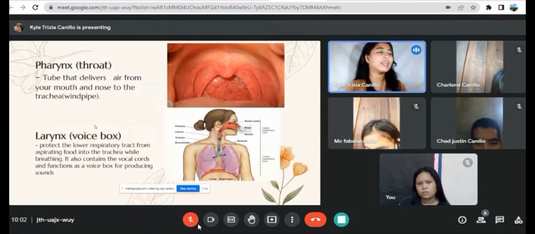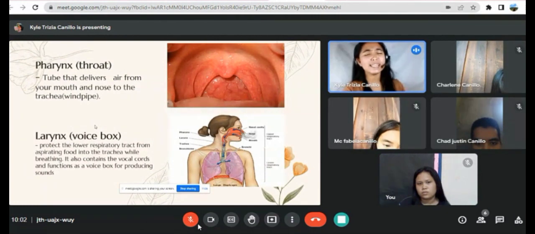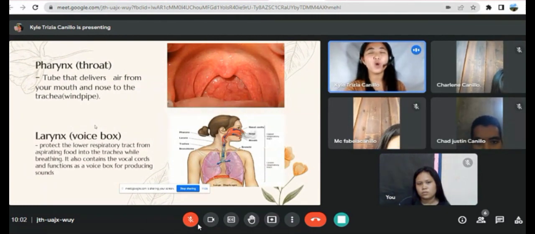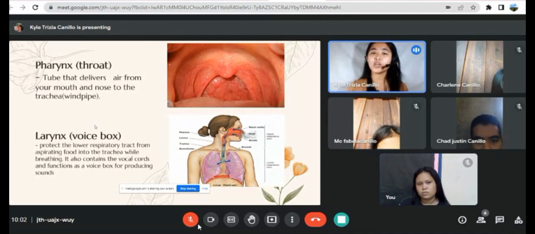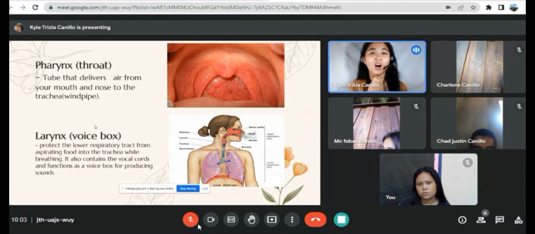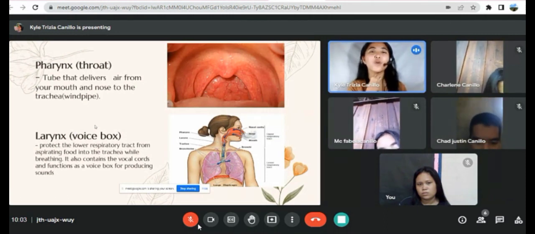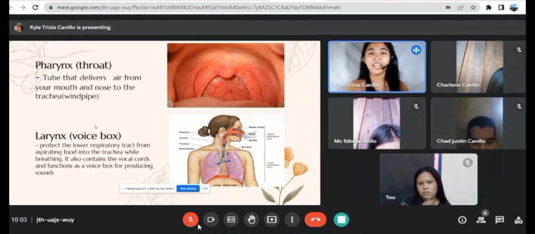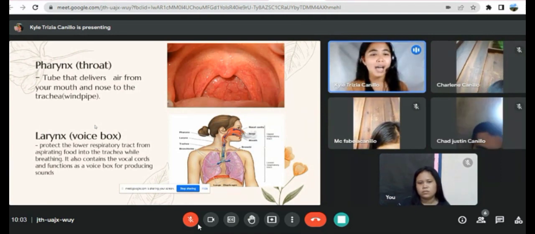Now let's move on to the larynx. The larynx is the voice box. Hold your neck, and as you have observed, the thing that is vibrating is what we call the larynx. That is the voice box that enables us to produce sounds.